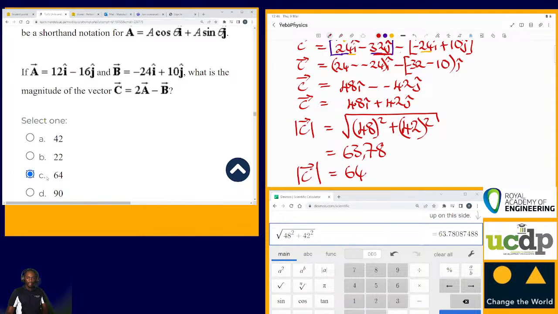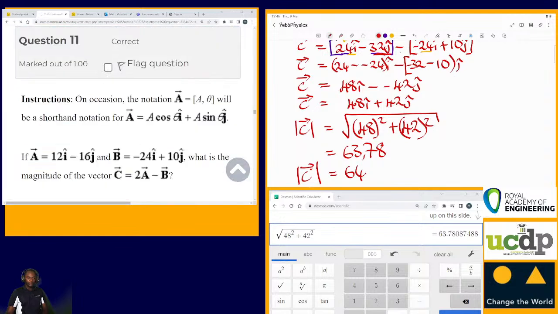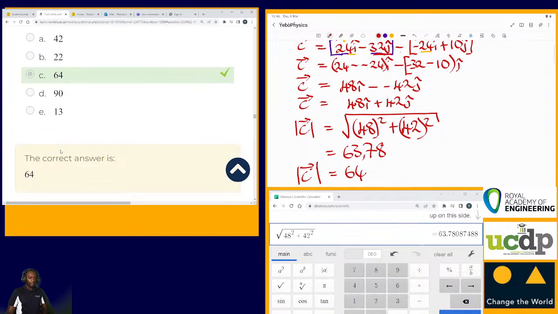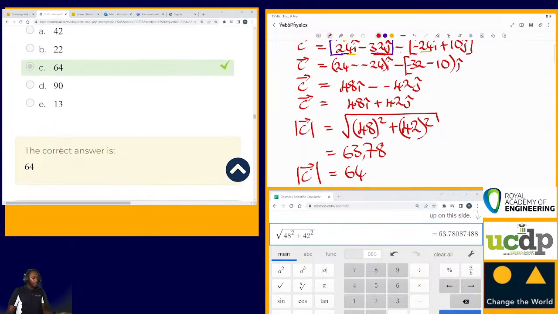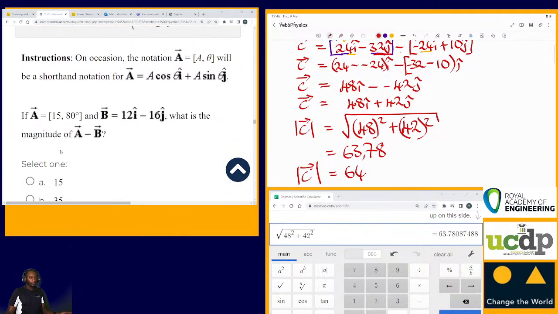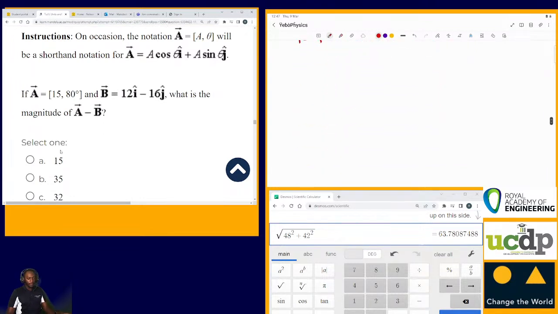So let's just check our answer. So indeed it's 64, which is what we are expected to get. So let's move on to question 12. Question 12.